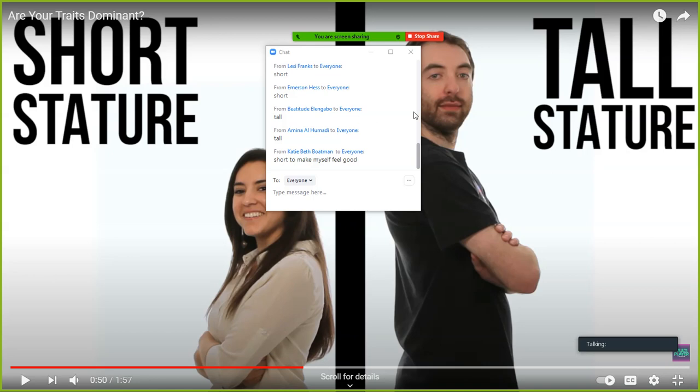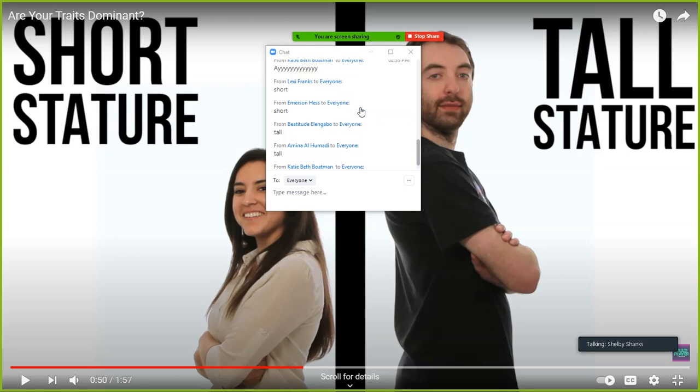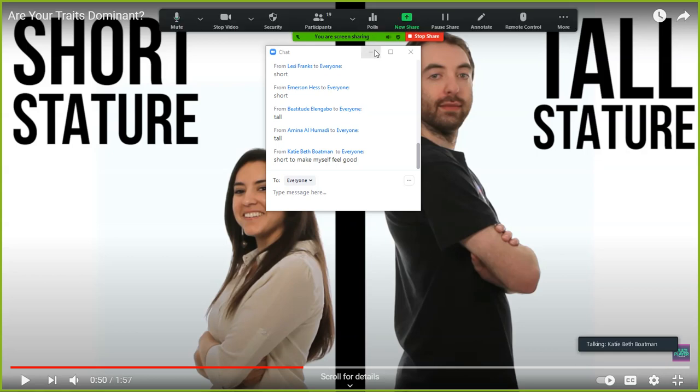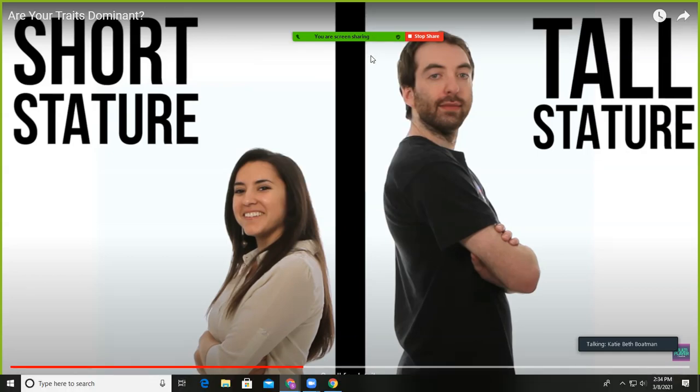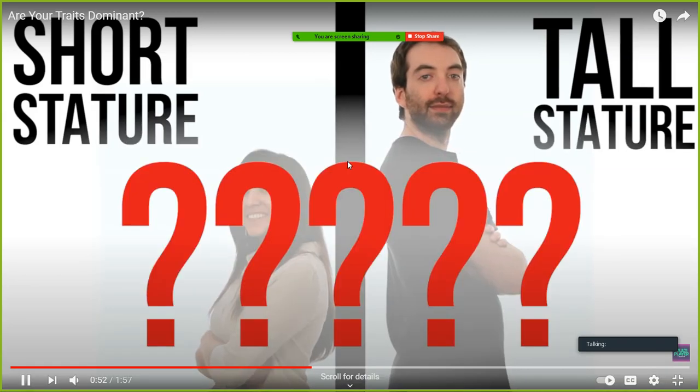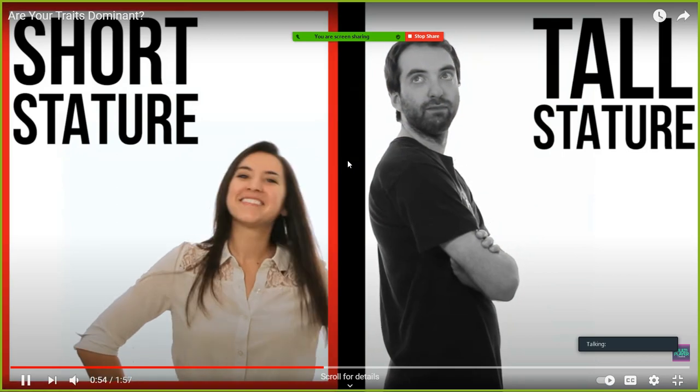All right. So we got short, tall, short. I really hope it's short so when people are like, sure, I can go, well, I'm more dominant than you. I like that. Let's see. There you go, Katie.